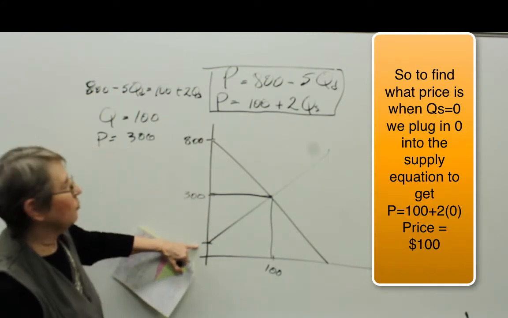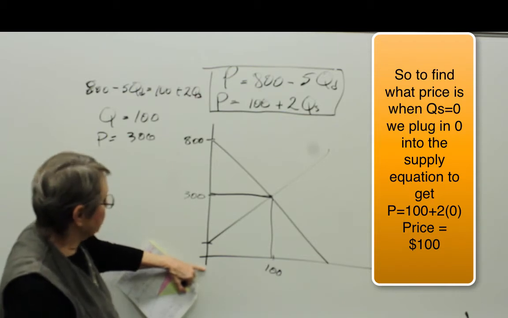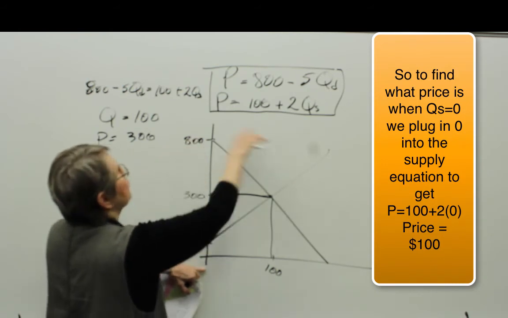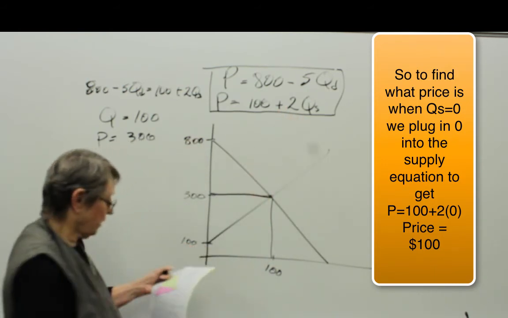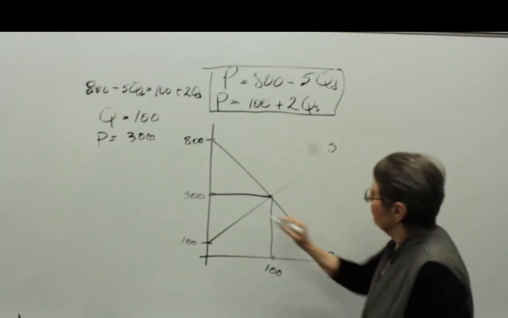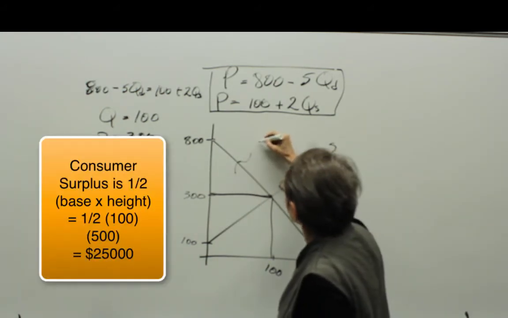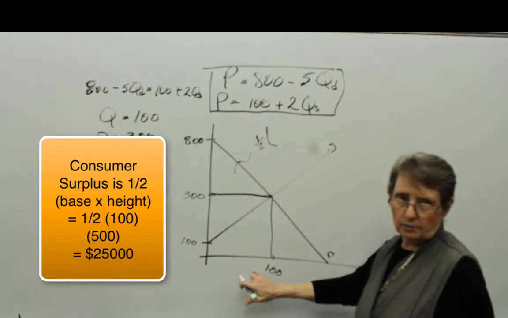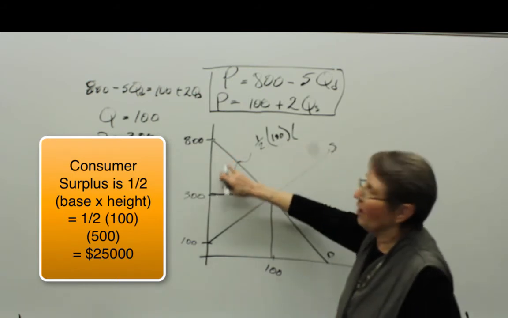And to find this point right here, this is the price where the quantity supplied is equal to 0. So again, if we just plug 0 into quantity supplied, we find that that is 100. And so now we can easily find consumer surplus and producer surplus. My consumer surplus is going to be 1/2, the base is 100, and the height is 500.